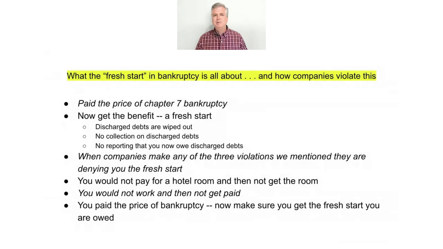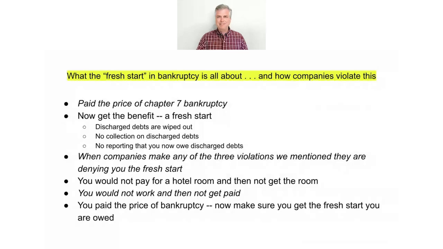Okay. So what happens is when these companies start doing these violations, and for our purposes, we're just going to talk about the three that I've mentioned. There are others, but they get a little more obscure. These are the big three, really the big two plus that inquiry one. And when these companies start doing that, they really take away your fresh start. So you paid the price for something, but you're not getting it.